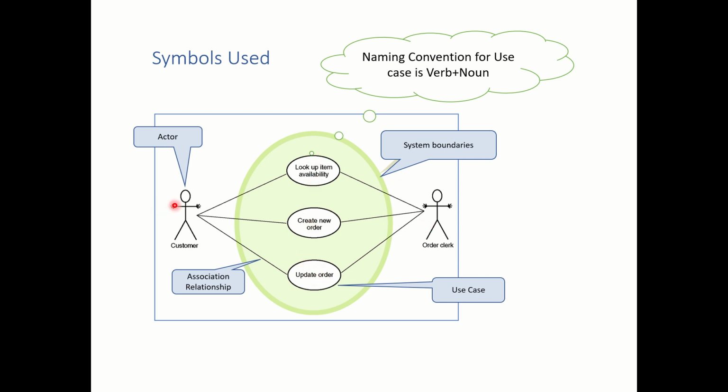These are the actors. So there is some transaction or some exchange of information which is happening between the customer and the order clerk. So the customer asks for lookup availability, and it is actually done by the order clerk, and creates a new order, updates the order, right? So there is a system availability as well. It's mainly by the naming convention, which is like verb plus noun: lookup item availability, or create new order, update order, right?